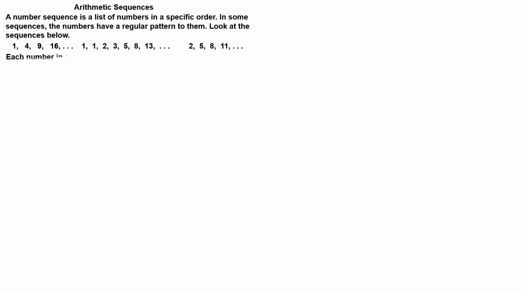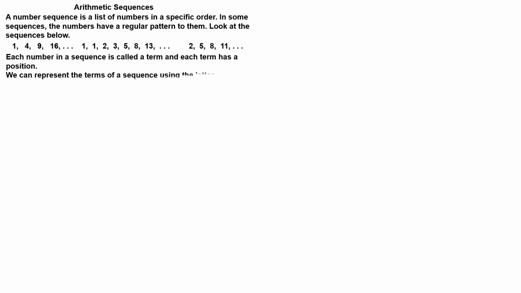Each number in a sequence is called a term, and each term has a position. We can represent the terms of a sequence using the letter A, and the position of each term in the sequence by a subscript number. Let's see how it works. Look at the sequence below.